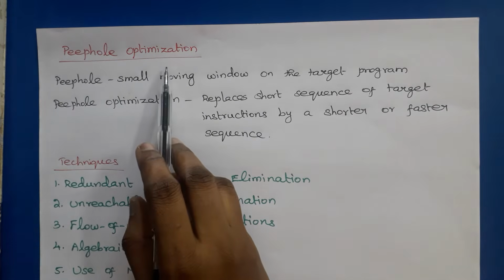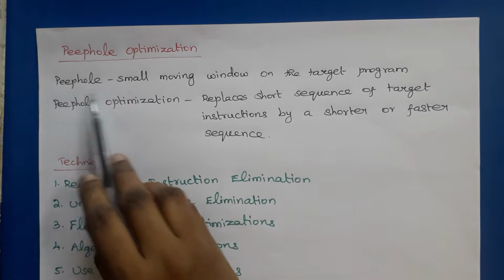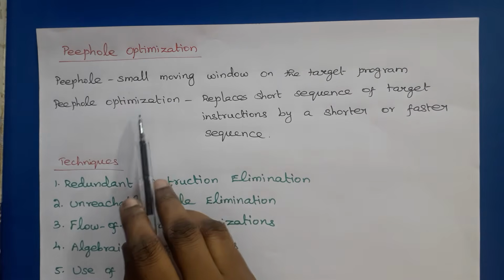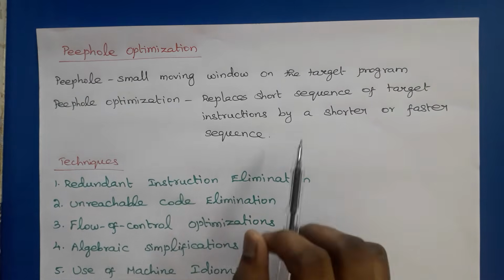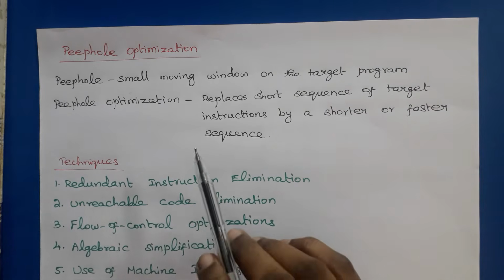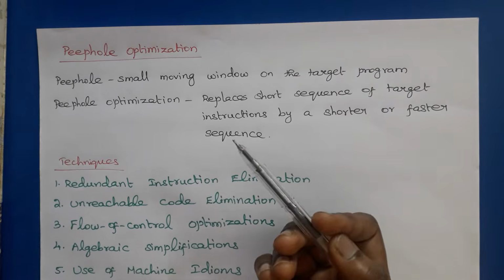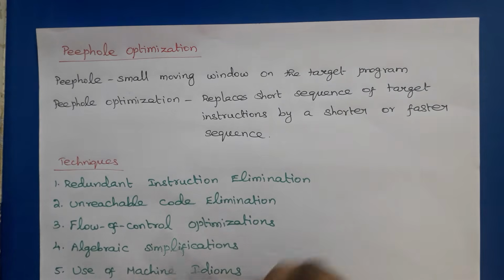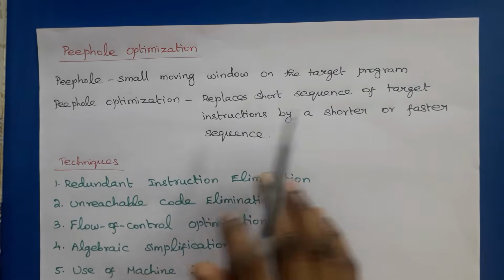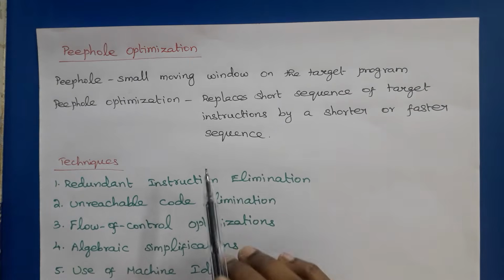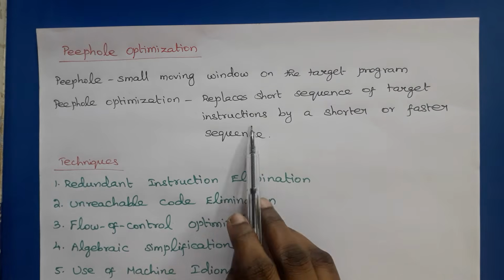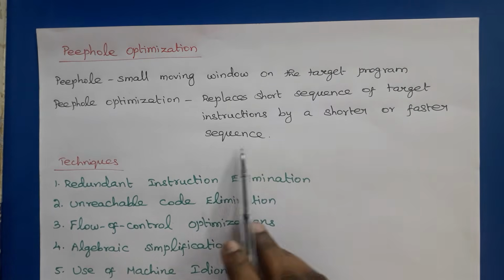So peephole optimization is one of the optimization techniques. Here peephole means it represents a small moving window on the target program. It means we are not going to consider the entire code. We are going to consider only a small part of the code. If a transformation is possible in that portion, then the improvement is performed on that. Then the window will be moved on to the next part. Like that, it will improve the target code part by part. Therefore, it replaces a short sequence of target instructions by a shorter or faster sequence.